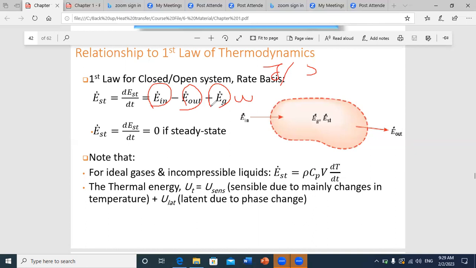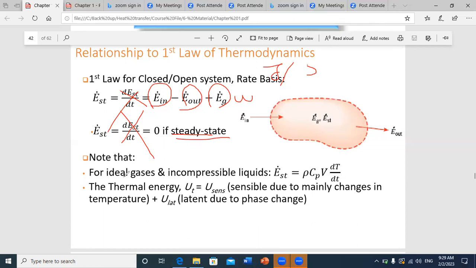Now, in case they tell you you have a steady state problem, whenever you see steady state, this means that you don't have variation with time. So dE by dt will be equal to 0. Okay? And then you end up with E dot in minus E dot out plus E dot generated equal to 0.